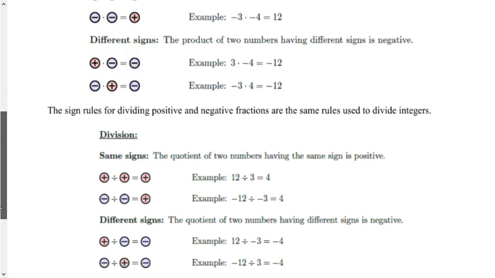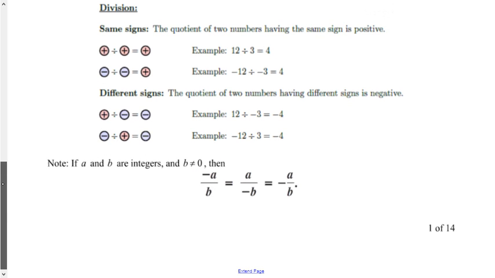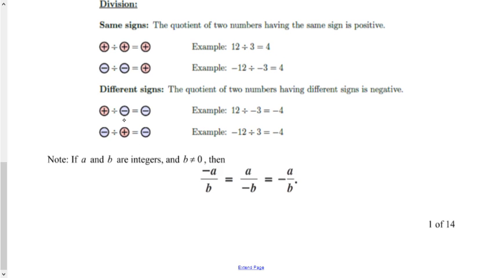Division follows all the same rules as multiplication, and that's just because division is the same as multiplying by a reciprocal. So they do have all of the same rules. Okay? If there's one negative in there, a positive and a negative, then it's a negative. If there's two negatives, then that makes a positive.